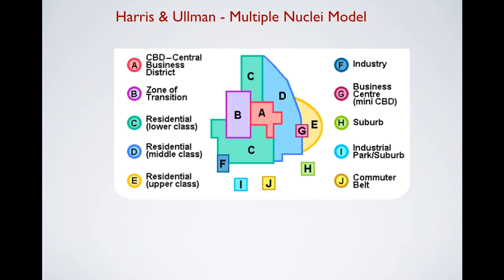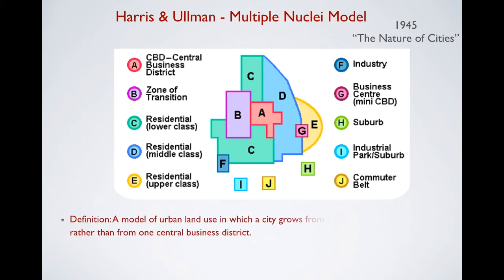Now let's move to the multiple nuclei model. It was created by Harris and Ullman in the 1945 article named The Nature of Cities. It is a model of urban land use in which a city grows from several independent points rather than from one central business district. So in the model, we can see that both letter A and letter G are central business districts, but letter G is smaller than letter A, but they both are centers.